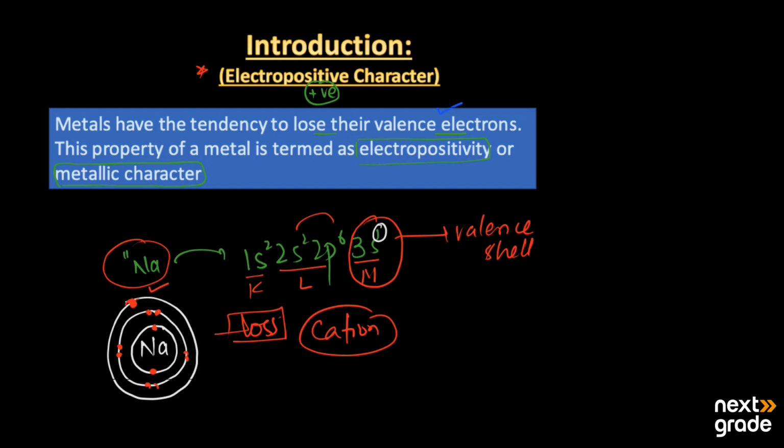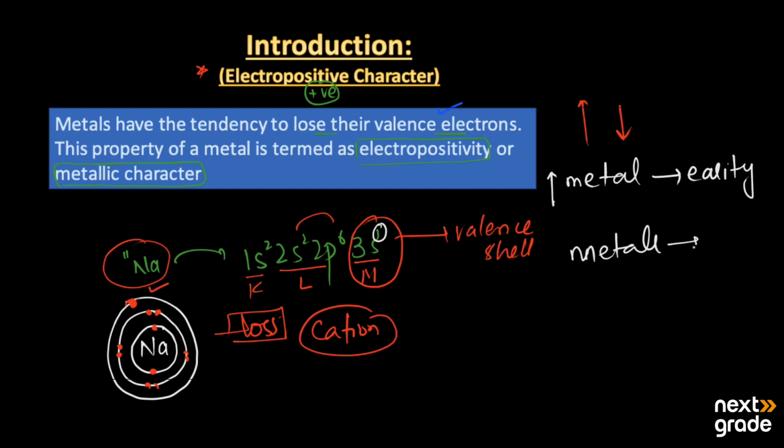Now, how does the metallic character increase and how does it decrease? If a metal can lose electrons more easily, then it will be more metallic. On the other hand, metals that do not lose electrons easily are called less electropositive in nature. So this was the simple explanation of the electropositive character related to metals.